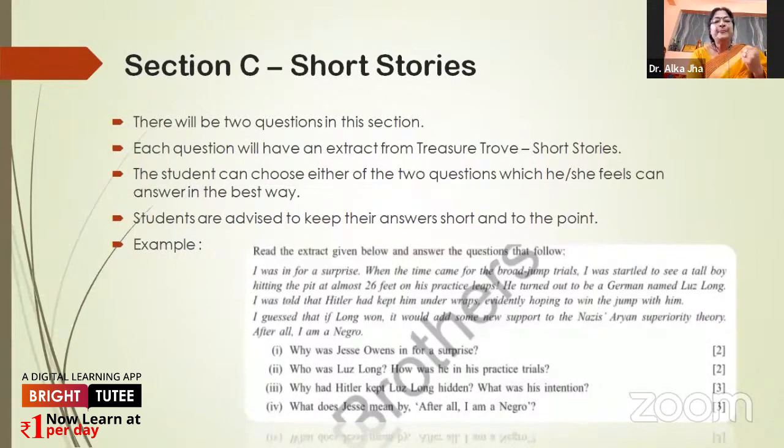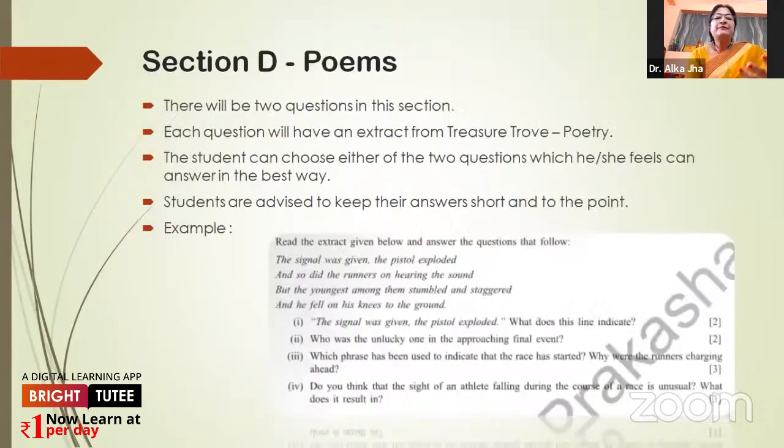And that brings you to 10 marks altogether. With the short story, it's the same thing that happens. We have 2 extracts, out of which, of course, the same pattern will follow. We have 2 marks, 2 marks, 3 marks, and 3 marks. But if the child chooses one extract, he has to answer all the questions, needless to say that.